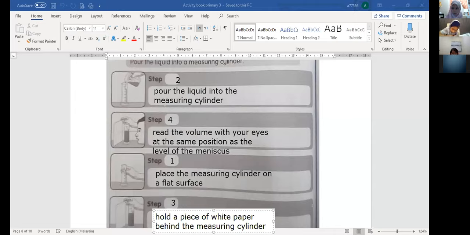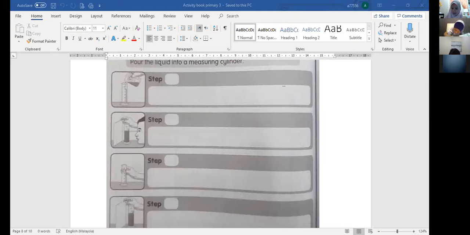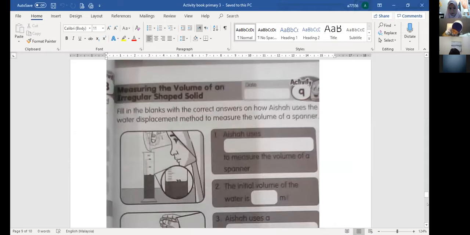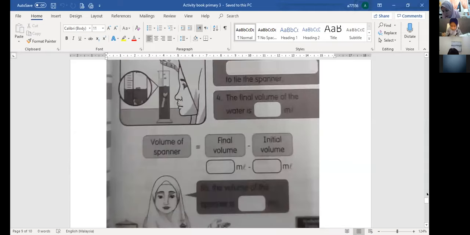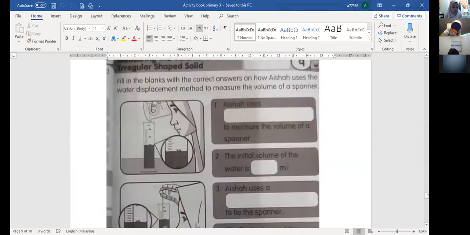This is activity books, okay? Okay, let's proceed to the next page. Page 61. Okay, buka muka surat 61. Okay, yang belum siap nanti awak complete, kan? Okay, open page 61. Okay, 61. Okay, let's read the question here.